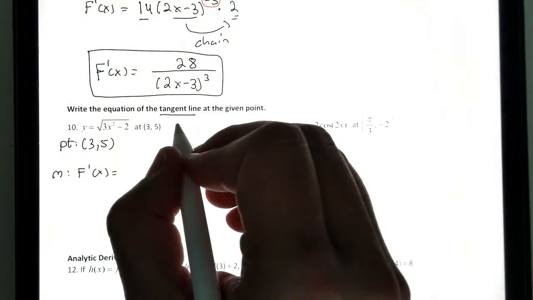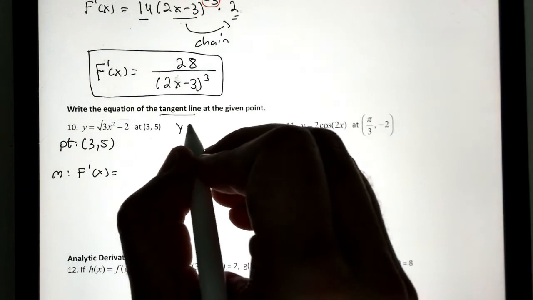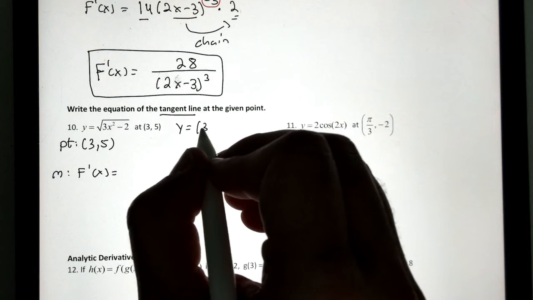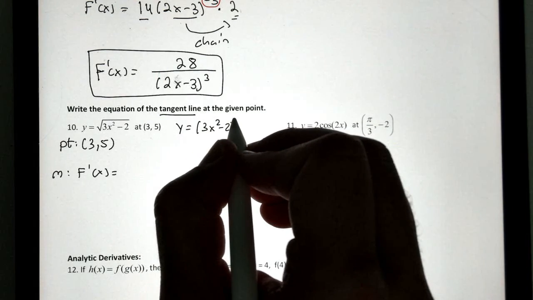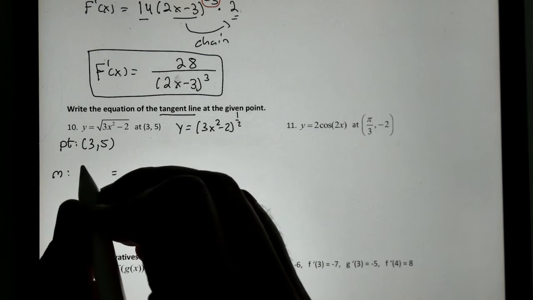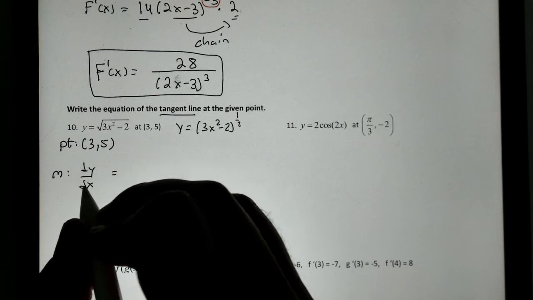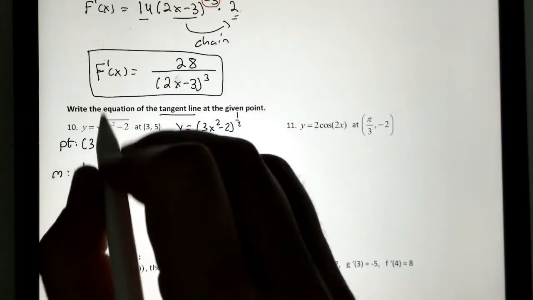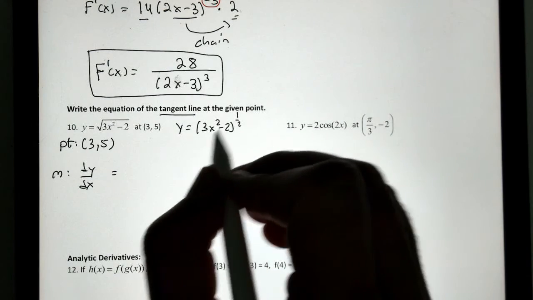So we're going to rewrite this one. I'm going to write this as y equals 3x squared minus 2 to the 1/2. Now, because they're using y, I probably should use y prime or dy/dx. It doesn't really matter which one you use. So when I take the derivative, this is my chain rule.